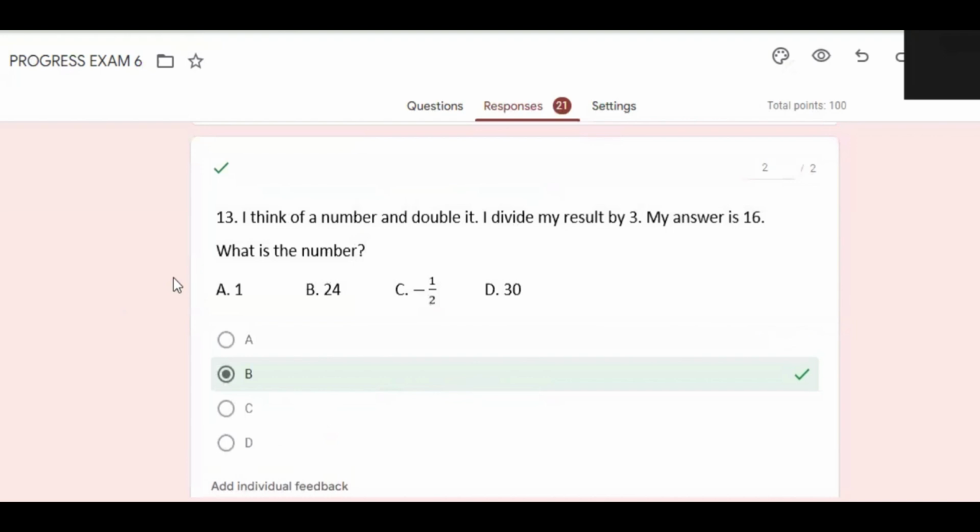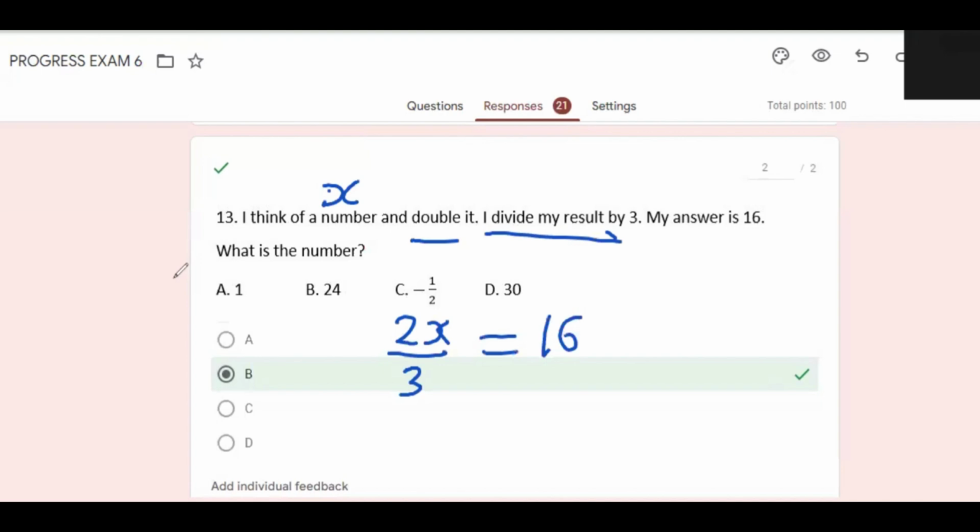What about this? Think of a number. Since it's a number, you put the number, whatever it is, as x. And since it's double, it becomes 2x. And then you divide it by 3. So we now say equals 16.